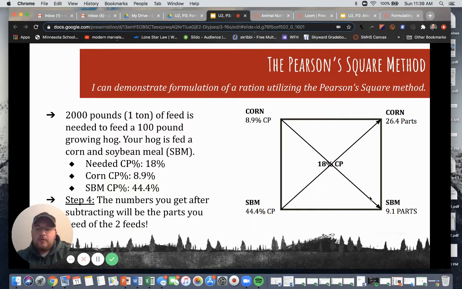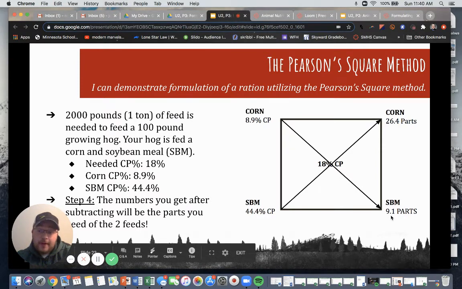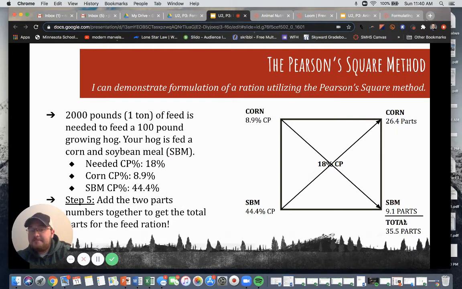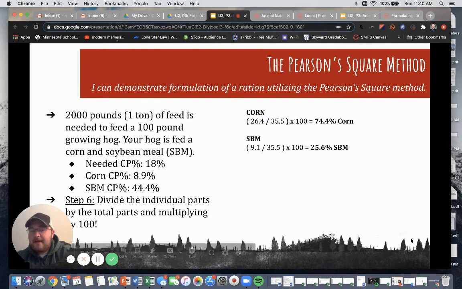Okay. Now, here's something that I did not mention previously. If it goes negative, like here, 8.9 minus 18 equals negative 9.1, flip that negative to a positive. So we only want positives over on the right-hand side. Okay, so we took 8.9 minus 18 to get 9.1 parts. And then we took 44.4 minus 18 to get 26.4 parts. Then we're going to add them together and get a total of 35.5 parts. Okay, you see how I did that? 26.4 plus 9.1 equals 35.5.